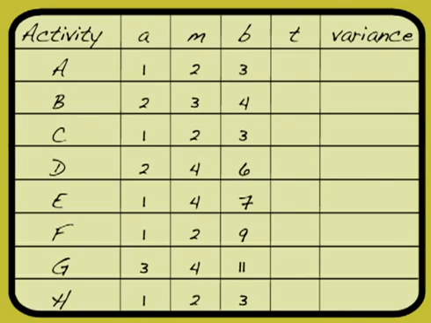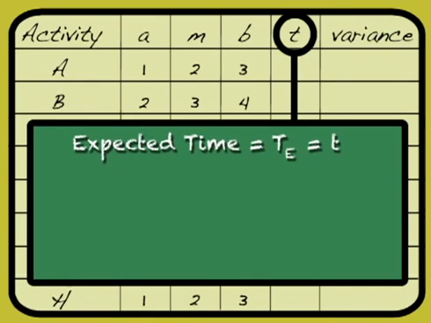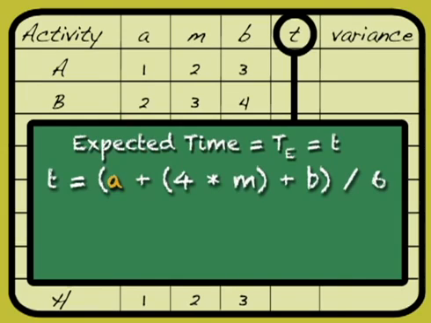We have our formula for expected time. You'll notice we have a column right here for expected time. Well, our formula is A, optimistic time, plus 4 times the most likely time. Now, why would most likely time have a weight of 4? Well, that's because it is the most likely to occur. So we're going to weight that time more than the other 2 time estimates. You'll see that the pessimistic time only has a weight of 1, as does the optimistic time. So we're going to add all of those up, and then we're going to divide by 6.